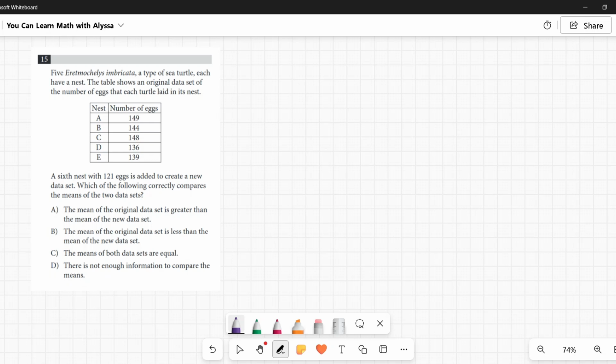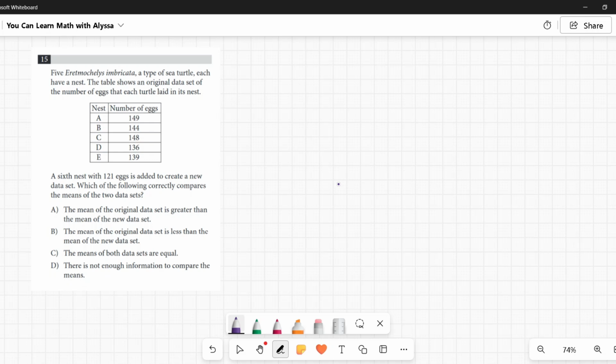Now our first one, we have 5 data points, 149, 144, 148, 136, and 139. And our sixth data point, the sixth nest, is 121. There's 2 ways to look at this. Now, you absolutely can find the mean of the first data set, then find the mean of the second data set and compare them. But there is a shortcut, and I'll show you that in a minute.